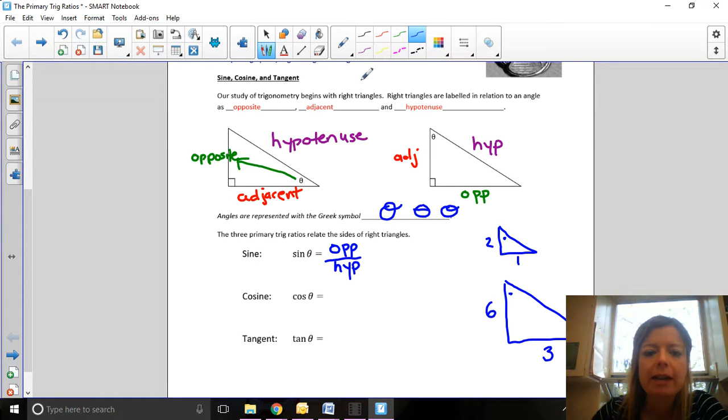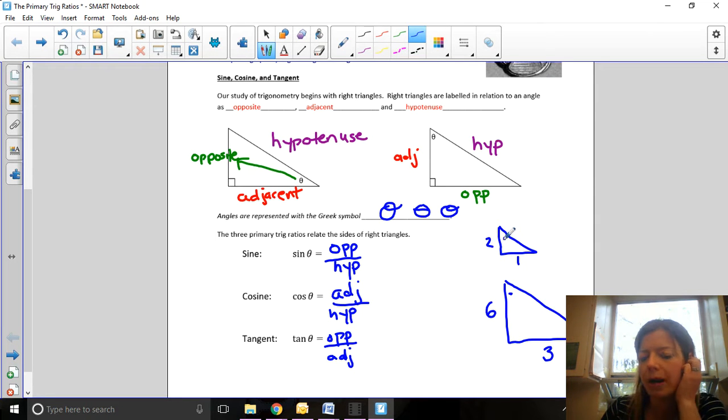Now, cosine just relates two different sides. So cosine relates adjacent to hypotenuse. So it's looking at if something is next to the angle versus the hypotenuse. It's looking at the ratio of those two sides. And then tangent is looking at opposite over adjacent. So that would be kind of like the picture I showed here: opposite to adjacent of this known angle.